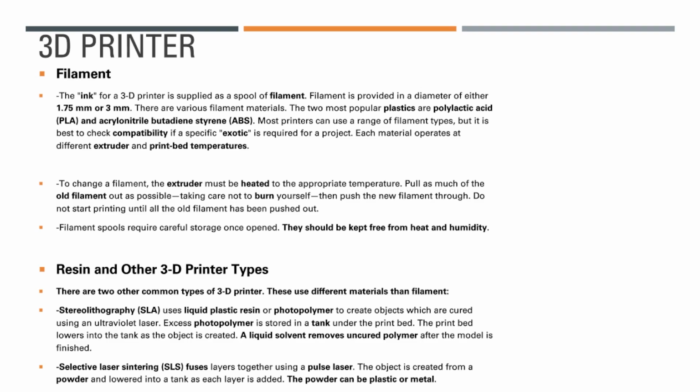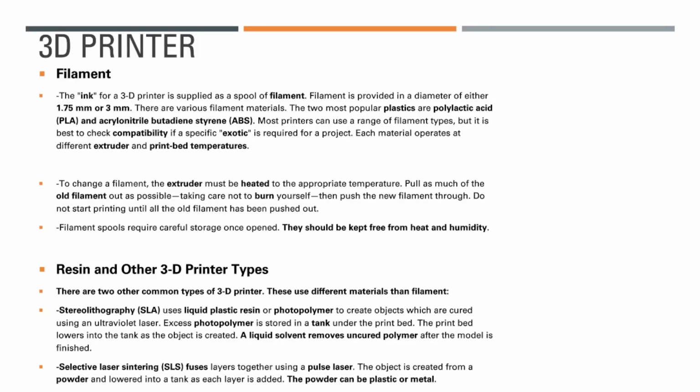Filament. The ink for a 3D printer is supplied as a spool of filament. Filament is provided in a diameter of either 1.75 millimeters or 3 millimeters. There are various filament materials. The two most popular plastics are polylactic acid, PLA, and acrylonitrile butadiene styrene, ABS. Most printers can use a range of filament types, but it is best to check compatibility if something specific or exotic is required for a product.